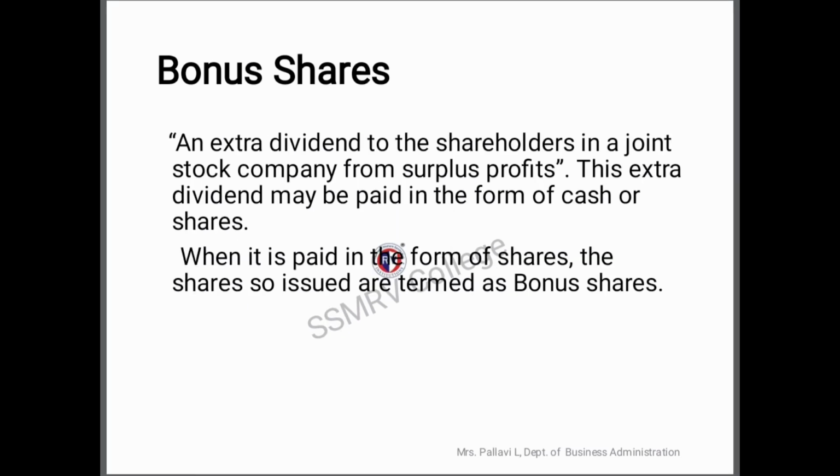And the last topic of this chapter is bonus shares. An extra dividend to the shareholders in a joint stock company from surplus profit. Guys, dividend may be paid in the form of cash or shares. When it is paid in the form of shares, it is termed as bonus shares. It's very easy and simple to understand, and I have also discussed it when I was discussing types of dividend. Yes?